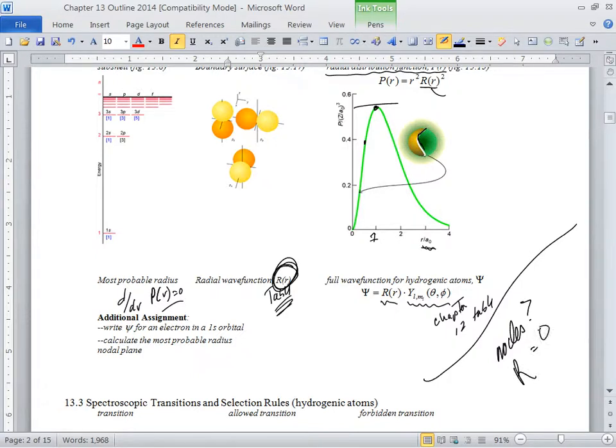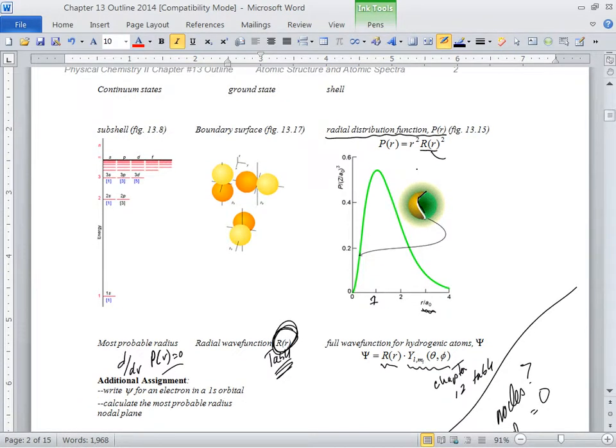So do you set the derivative of P of R to 0 to find the most probable radius? Because that's what this function gives you. This function gives you the probability of that electron being in that thickness of an eggshell at some distance.